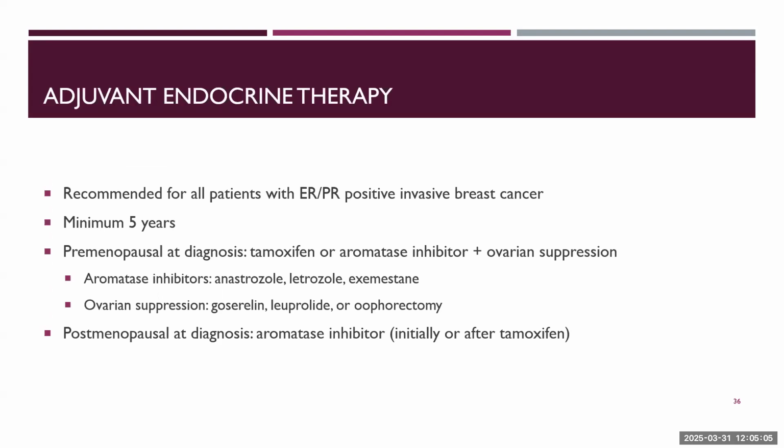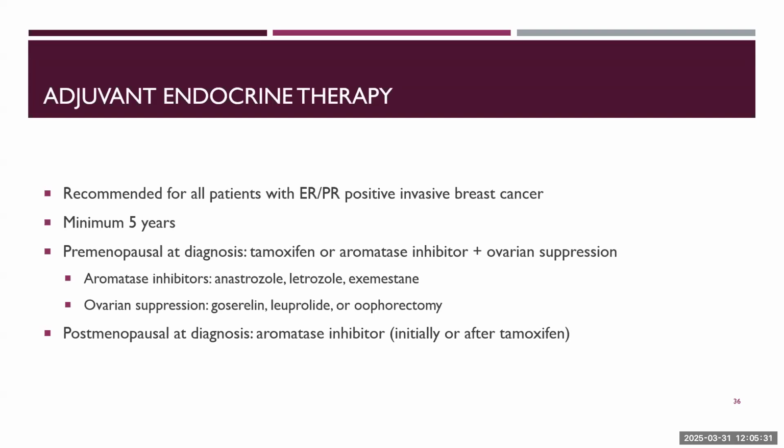For adjuvant endocrine therapy, this is recommended for all patients with ER/PR positive invasive breast cancer. They should receive this for a minimum of 5 years. In some cases, you might go up to 10 years, depending on their risk. If they are premenopausal at diagnosis, they should either receive tamoxifen by itself or an aromatase inhibitor with ovarian suppression.